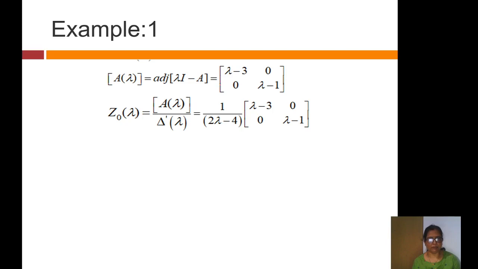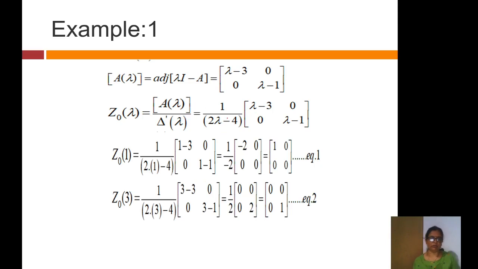Here A of lambda means this value and del dash of lambda is 2 lambda minus 4. Now we substitute the lambda values. Here lambda equal to 1 and secondly lambda equal to 3. For lambda equal to 1, substitute in this formula. Here lambda equal to 1, then we get this matrix, that means equation 1.